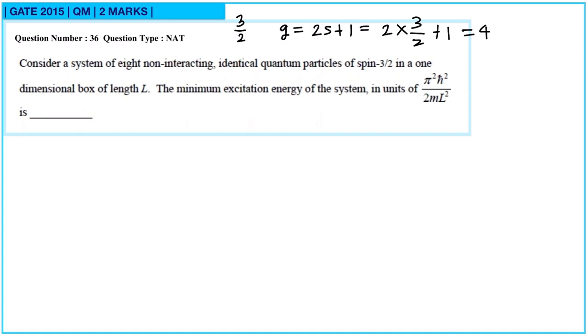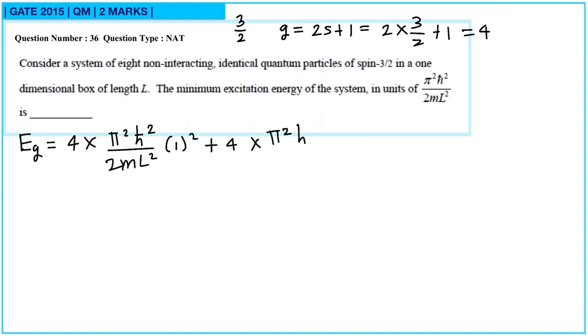For the minimum excitation state energy, we have to find out the ground state energy and the first excited energy. So Eg will be, now 4 particles can be in the ground state and the next 4 particles will be in the second state. So this will be equal to 4 into pi square h cut square upon 2 m L square into n square, so this will be 1 square, plus 4 into pi square h cut square upon 2 m L square into 2 square.